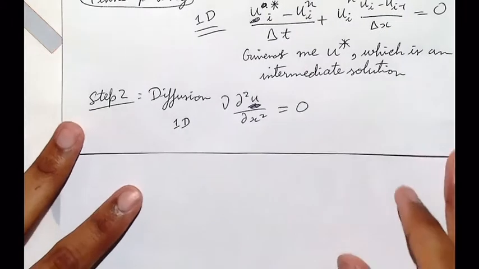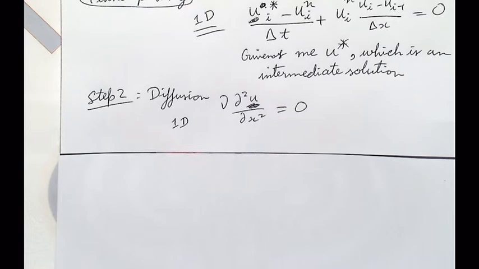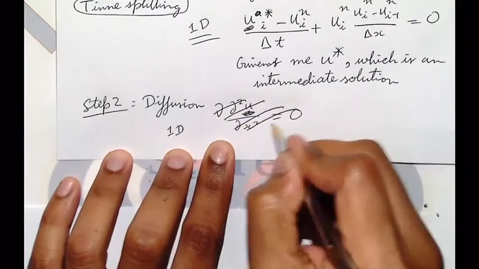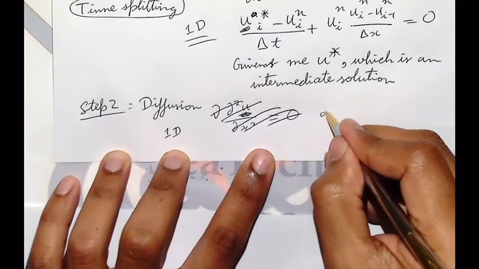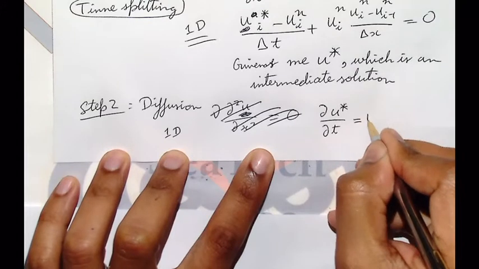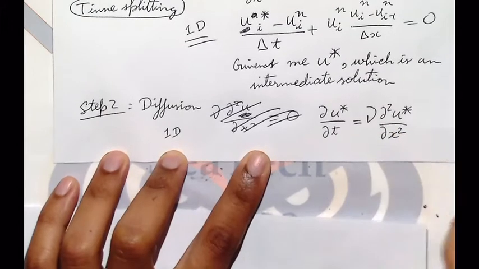Before I give you the answer, what do you think I should write for the d2u over dx squared? We know how to discretize the second derivative. So what should I write? I'm sorry, this is not right. It should be du star over dt is equal to nu d2u star over dx squared. Yeah, this is correct.